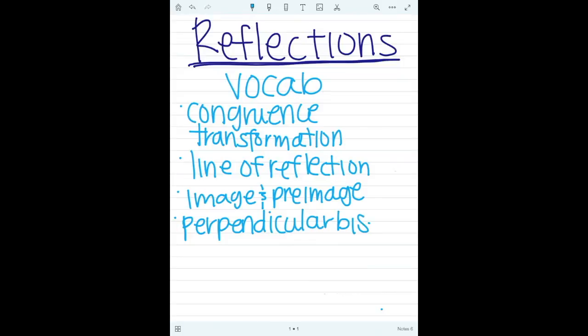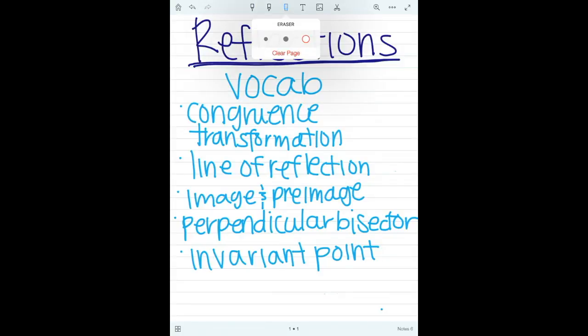So also, the line of reflection is also known as a perpendicular bisector because the distance between the 2 points, the original and the prime, are equal, making the line of reflection a bisector. There's also something known as an invariant point, which you will see an example of later on in the video.